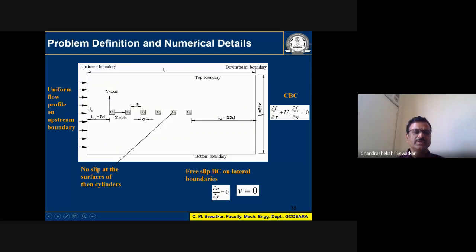Again, there is a uniform flow profile on the upstream boundary, a no-slip boundary condition on the surfaces, a convective boundary condition at the outlet edge, and a free slip boundary condition on the lateral boundaries. Here we assume that there is a boundary, but it's not a wall. Such a boundary condition is called a free slip boundary condition, which we adopted here.